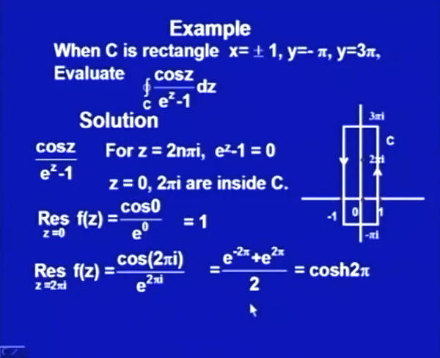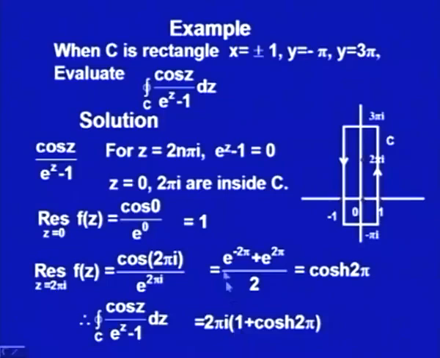So, we have got the integral of cos z upon e to the power z minus 1 on this rectangle C, which is bounded by plus and minus 1 on the x side and minus pi to 3 pi on the y side, equal to 2 pi i times the sum of the residues: the residue at z equal to 0, that is 1, plus the residue at z equal to 2 pi i, which is cos hyperbolic 2 pi. So, we have got this integral done. Now, as I promised, we would do one example where we do not have only poles, but an essential singularity.